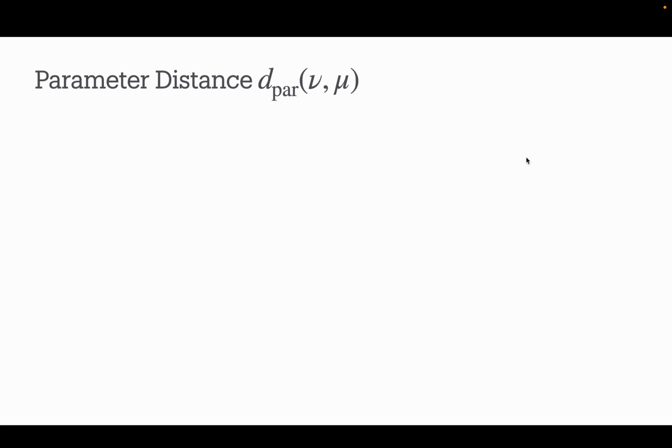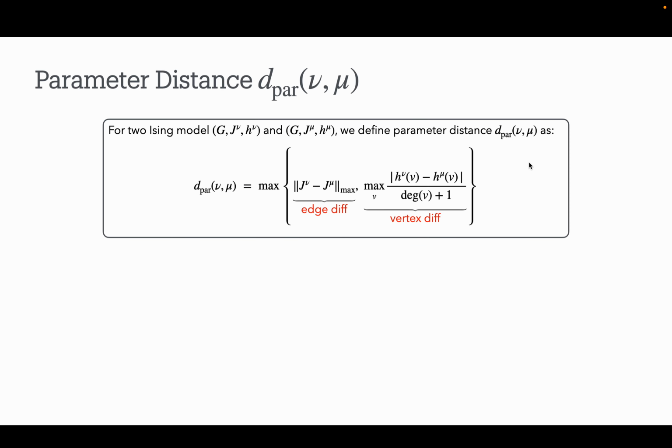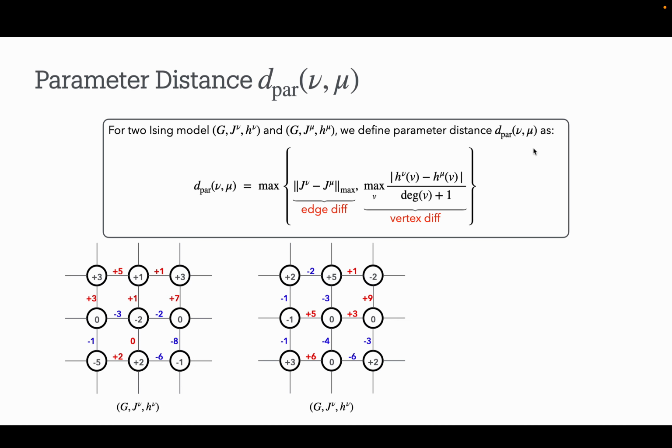So for our algorithm, we'll also introduce the parameter distance. For two Ising models (G, J_ν, H_ν) and (G, J_μ, H_μ), we define the parameter distance as below, which is the maximum of the differences between the edges and the maximum of the differences between the vertices. Here we have two Ising models, and we compare their difference between the edges and the difference between the vertices.